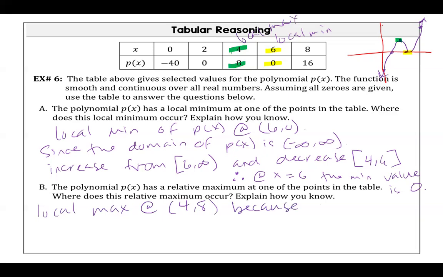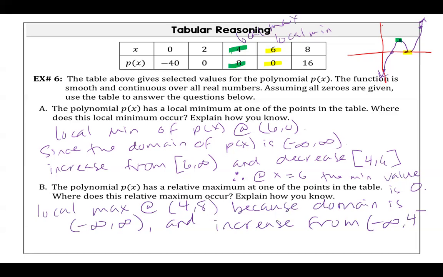So we know we have a local max at 4, 8 because the domain is from negative infinity to positive infinity, and we increase from negative infinity to 4 and decrease from 4 to 6.